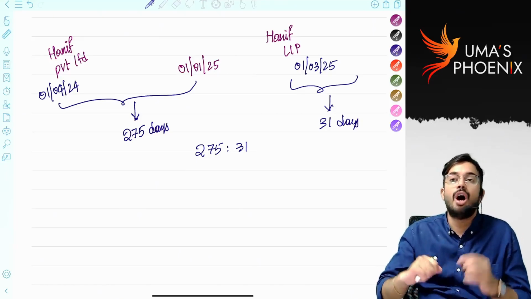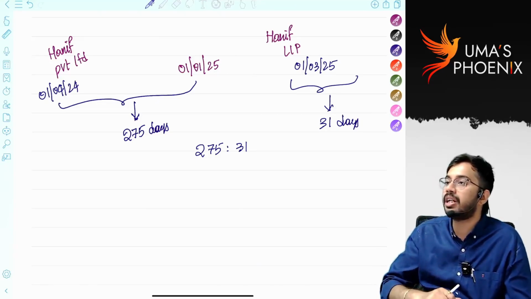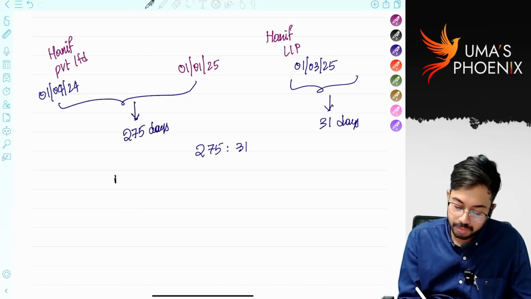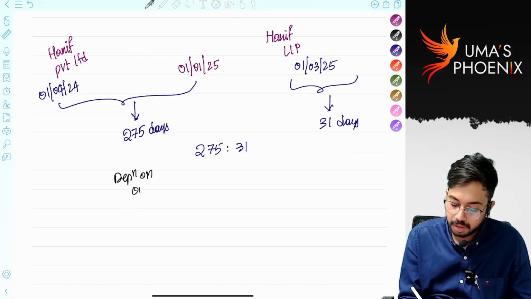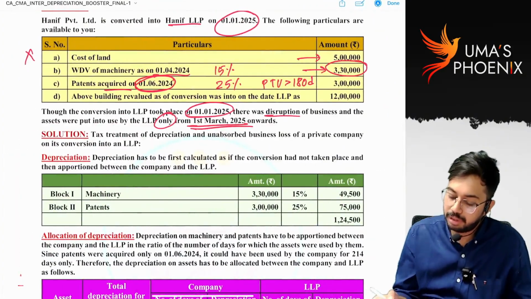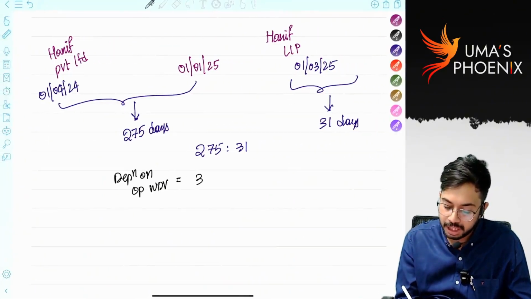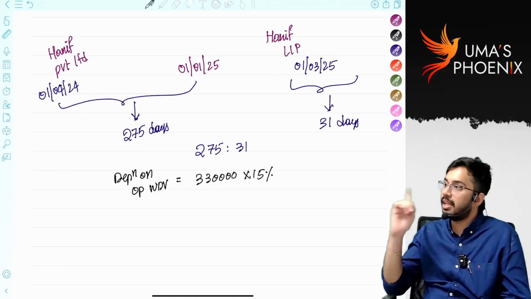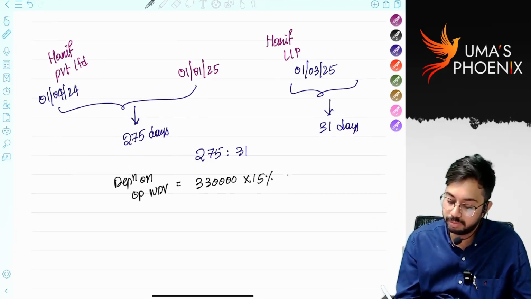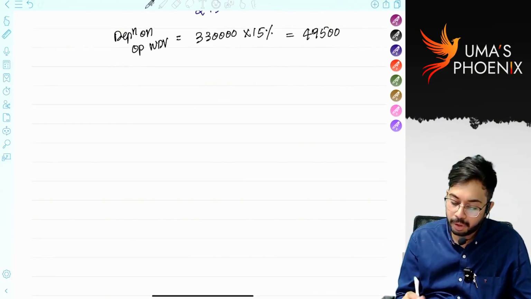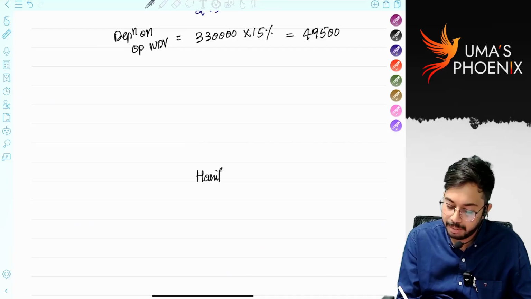On opening written down value, we will calculate depreciation completely, right? So, how much is opening written down value? Opening written down value is 3,30,000. So how much is depreciation? 3,30,000 into 15%. Assume it is used by a single person. How much? 49,500. Correct? This is to be apportioned between Hanif Private Limited and Hanif LLP.